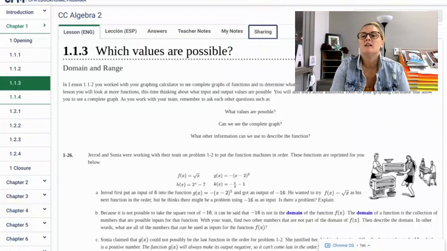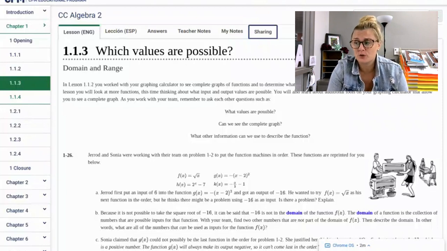So our intro says, in lesson 1.1.2, you worked with your graphing calculator, or Desmos, to see complete graphs of functions and to determine what information was useful to describe those functions completely. In this lesson, you will look at more functions, this time thinking about what input and output values are possible. You will also learn about additional tools on your graphing calculator that allow you to see a complete graph. As you work with your team, remember to ask each other questions such as, what values are possible? Can we see the complete graph? What other information can we use to describe a function?